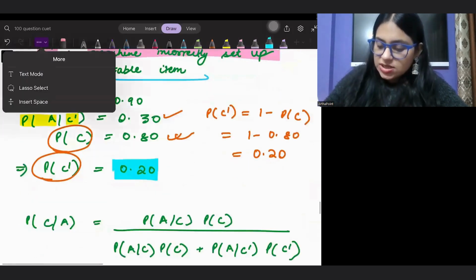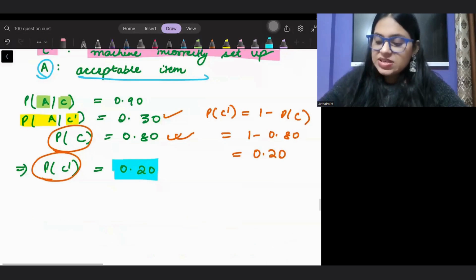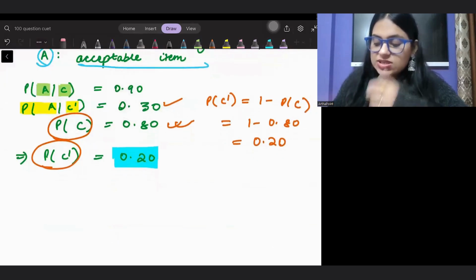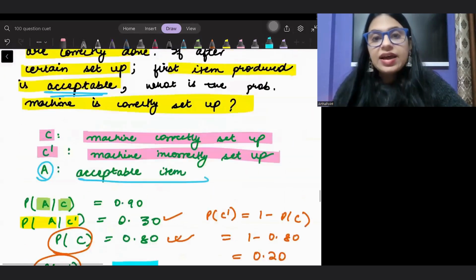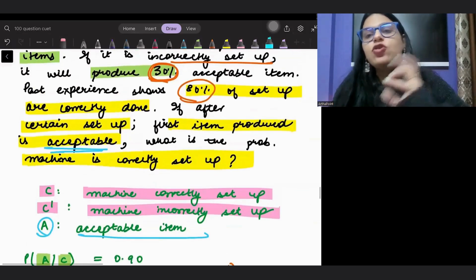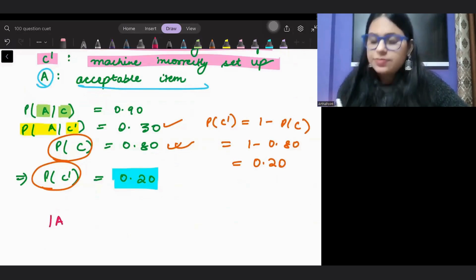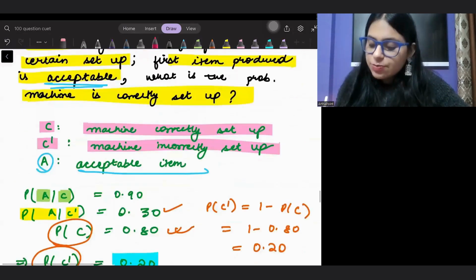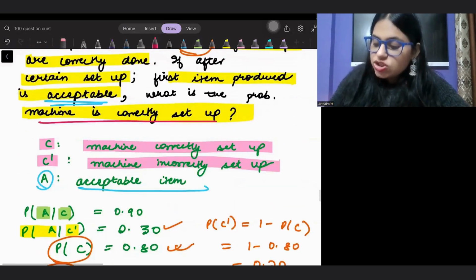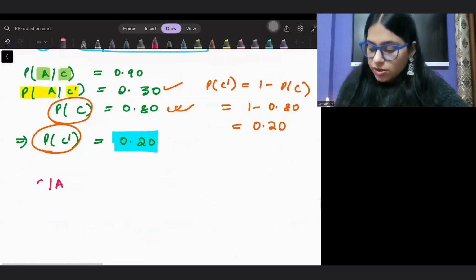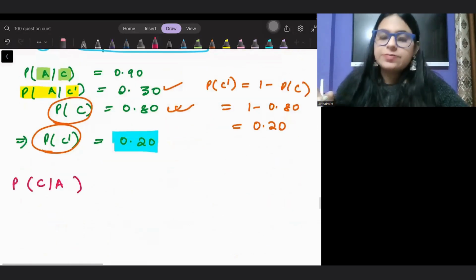Now what is the question asking? Dhyan se samjho question ko zara. Bayes theorem lagana hai. So the question is asking, given that you have got an acceptable item, matlab mere ko acceptable item mil gayi hai, what is the probability that the machine is correctly set up? So what is the probability of C?